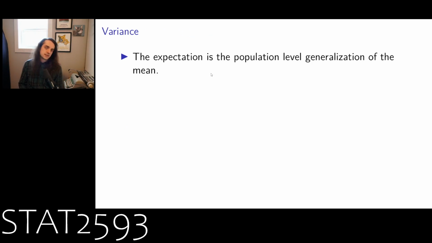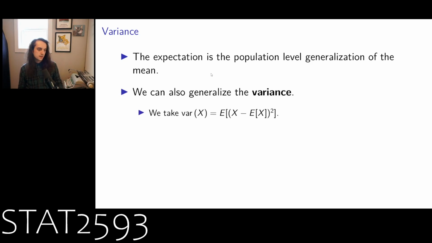Now, in the same way that the expectation generalizes the mean for the population, we can also think about generalizing the variance for the population. Remember that the variance is the sample mean of the squared deviations, and so we can define variance in the population in the same way. So we take the variance of x to be equal to the expected value of x minus its mean all squared, right? So it's the squared deviation in expected value.